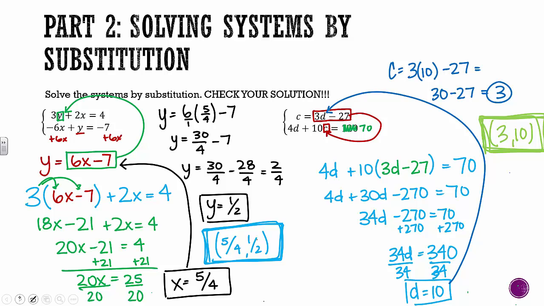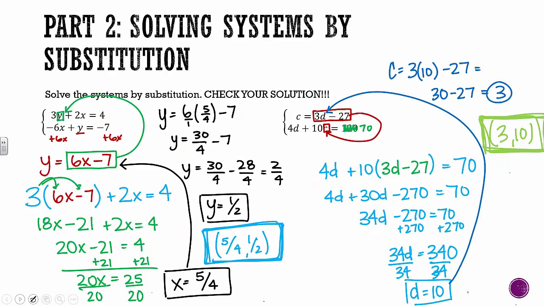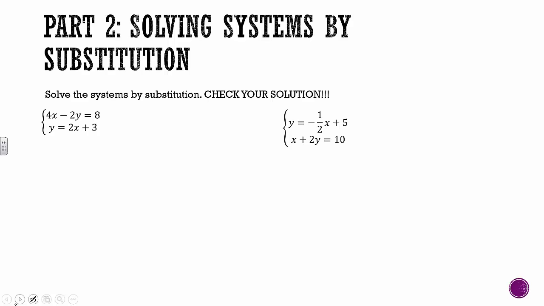So now all of these that we've done so far have had one solution. We've gotten an actual point for each one of these. These next two that we're going to do are our special cases. One is going to have infinitely many solutions, and one is going to have no solutions. And we're going to see what that looks like algebraically.